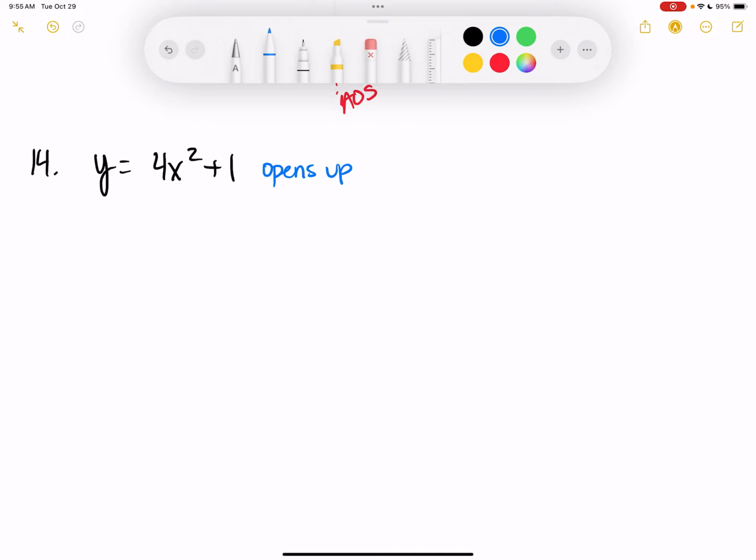How do I find my axis of symmetry? Negative b over 2 times 4. There's no b, because b is attached to what letter? The x by itself. So it's 0 over 2 times 4, which is 0. So my axis of symmetry is at x equals 0 still.